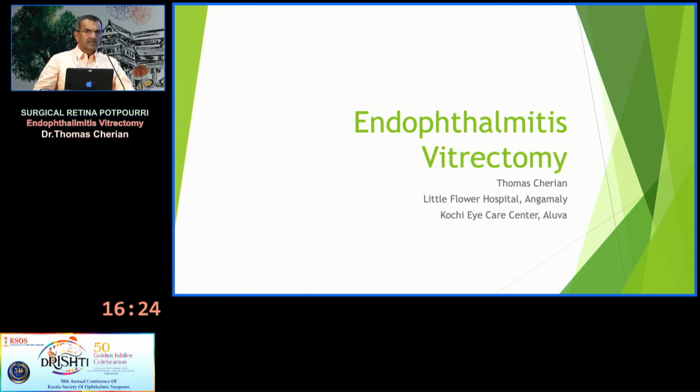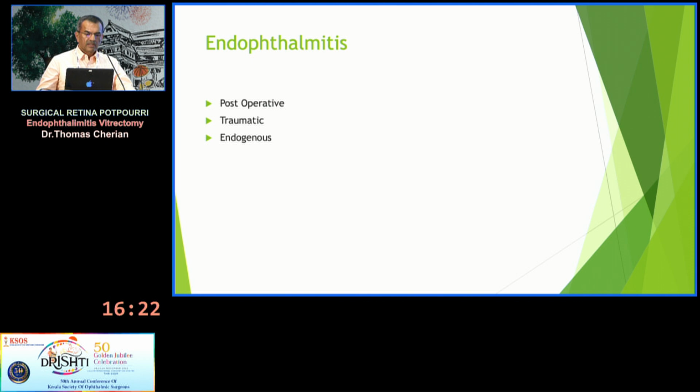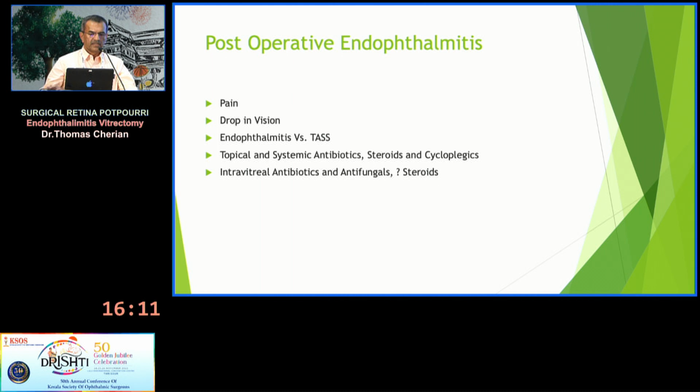Endophthalmitis vitrectomy is always a distress vitrectomy. We deal with three types of endophthalmitis: postoperative, traumatic, and endogenous endophthalmitis, and here we'll be discussing cases of postoperative endophthalmitis. Pain is one important pathognomonic feature of postoperative endophthalmitis, though it's not mandatory that a patient should have pain.